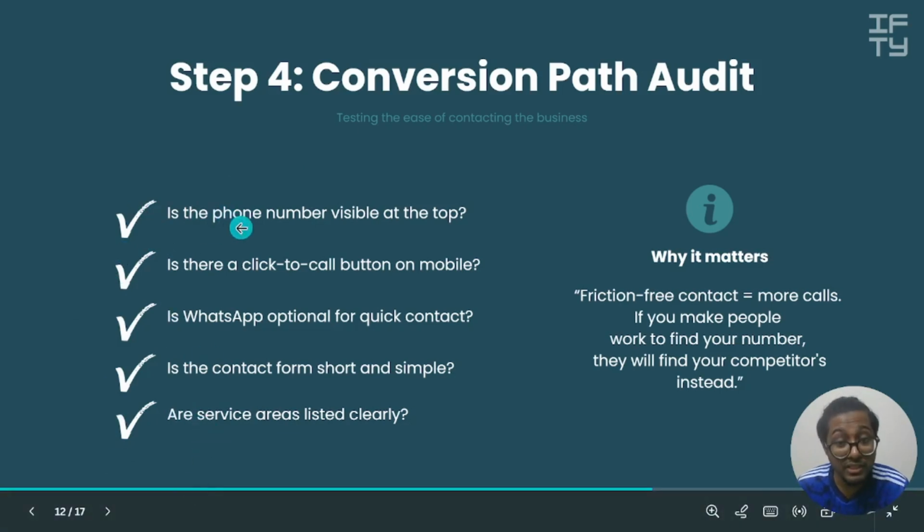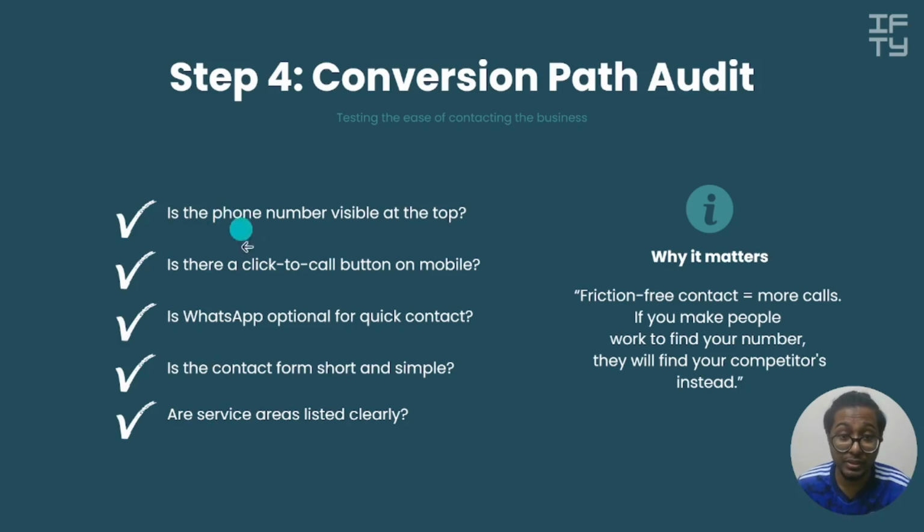Is the phone number visible at the very top of the page? Is there a CTA button on mobile? Is WhatsApp available as a quick contact option? Is the contact form short, like name, number, message, and done? Are service areas listed so visitors know you cover their location?